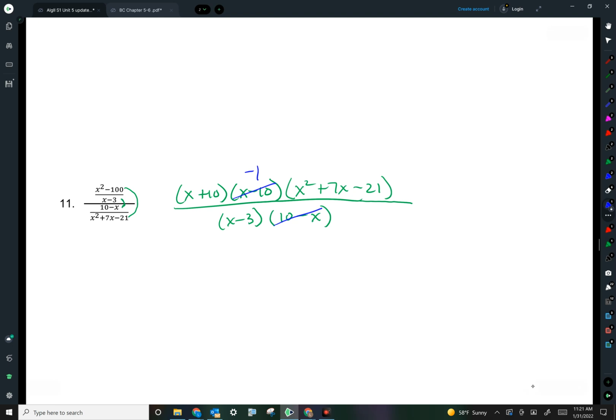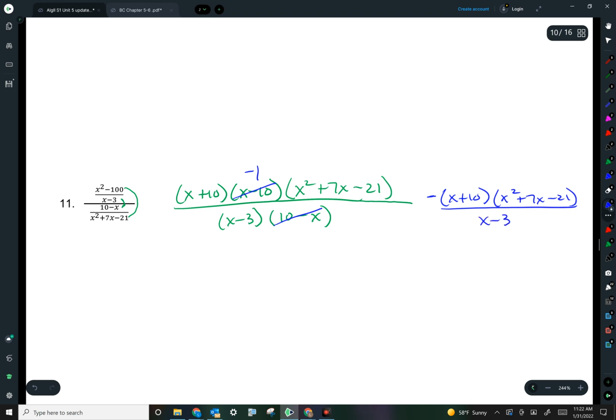So on top, I'm going to put the negative 1 out in front. I have negative. I have x plus 10. And I have the x squared plus 7x minus 21. So there wasn't very much that canceled here. All over x minus 3. And that's it. Okay, I mean, if not much cancels, then not much cancels. And that's all we have left.